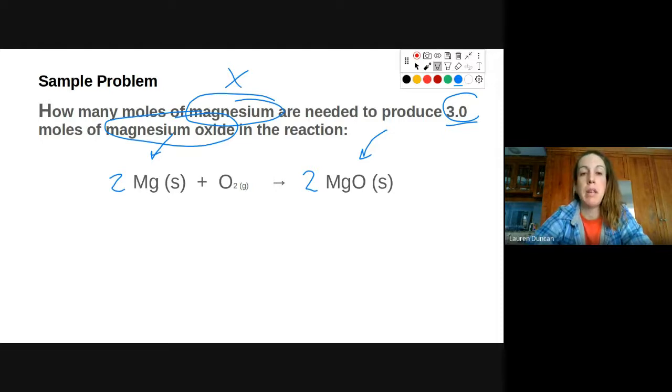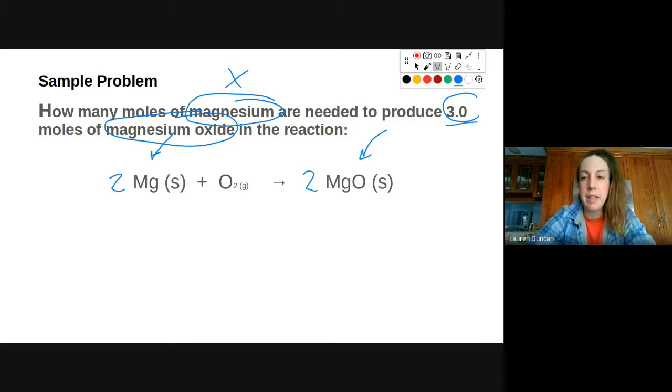Maybe some of you can tell me it's 3, because these are in a 1-to-1 ratio with each other. For every 2 moles of magnesium I use, I make 2 moles of magnesium oxide. That 2-to-2 ratio simplifies down to 1-to-1. If not, here's what you can do.